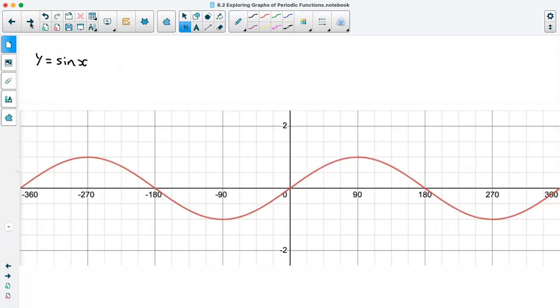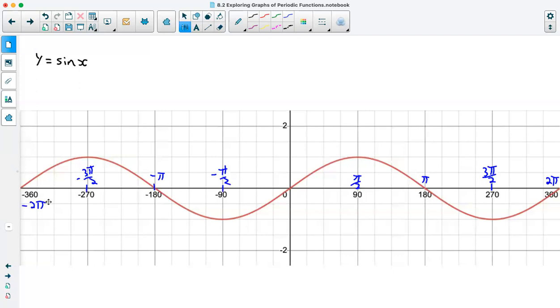Now, our graph of y equals sine x looks like this. I currently have this in degrees, but it essentially looks the same in radians, except this would still be 0. Instead of 360 repeating, that'd be 2 pi. So half of that would be pi. Half of that would be pi over 2. Over here would be 3 pi over 2. This would be negative pi over 2, negative pi, negative 3 pi over 2, negative 2 pi.